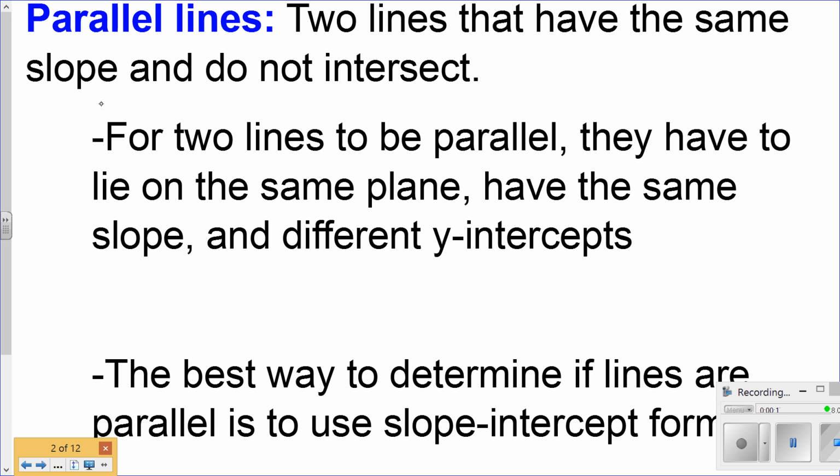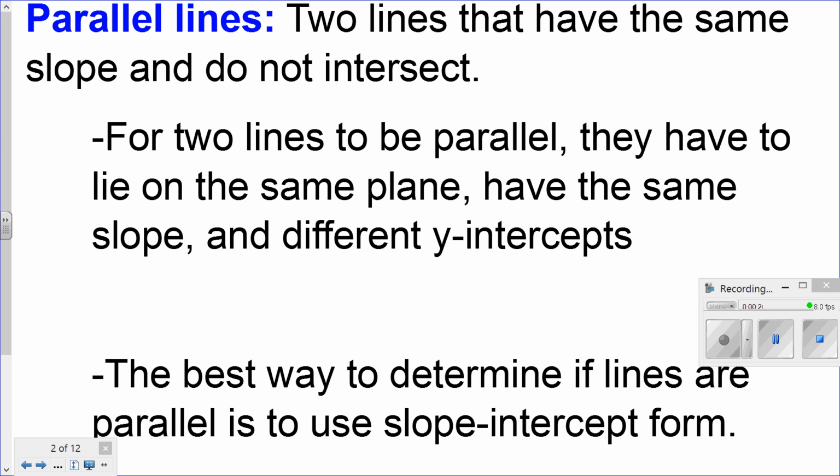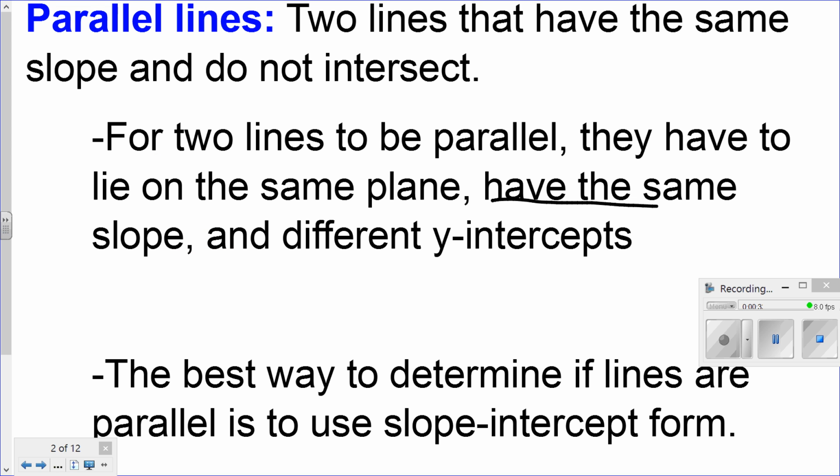What I need you to put in your notes is that they have the same slope, but they have different y-intercepts. Right here. They have the same slope and different y-intercepts. The reason why is for lines to be parallel, they have to have the same slope. But if they have the same y-intercept, they're essentially going to be the same line. So with different y-intercepts, they're two different lines crossing the y-axis at two different points.